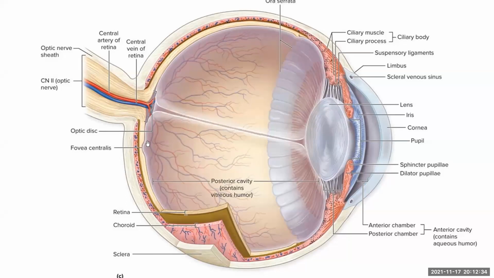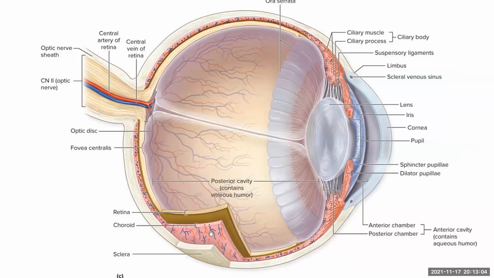Here's the fovea centralis. That's where we're going to get our sharp vision. Where cranial nerve 2 is formed at the eye, where the blood vessels are entering and exiting, we call that the optic disc. In the optic disc, there are no photoreceptors here. No photoreceptors, but this is what we look for when we're looking for veins and arteries entering and exiting the eye here.